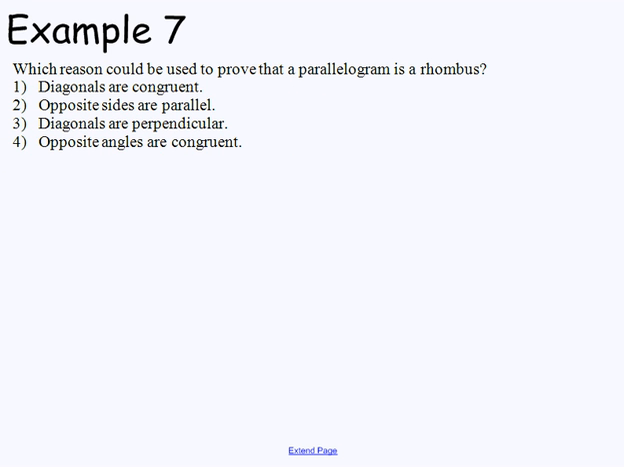Last one. Which reason could be used to prove that a parallelogram is a rhombus? Choice 1 won't do it because a rhombus does not have that property. Opposite sides are parallel. That won't prove it's a rhombus. That'll just prove it's a parallelogram. Diagonals are perpendicular. Yep, that will definitely do it. Because in a rhombus, the diagonals are perpendicular.